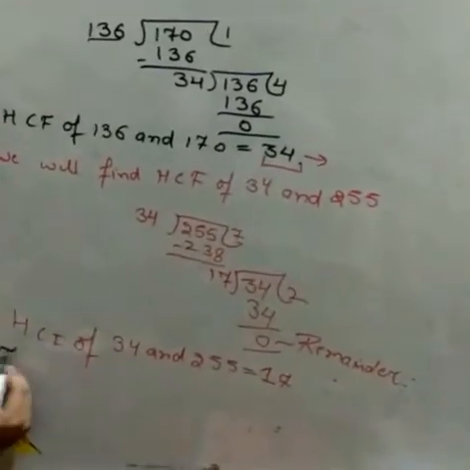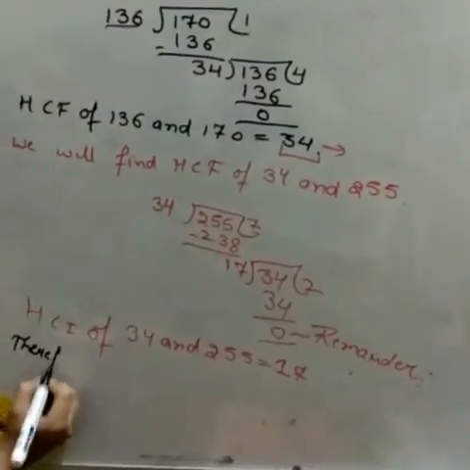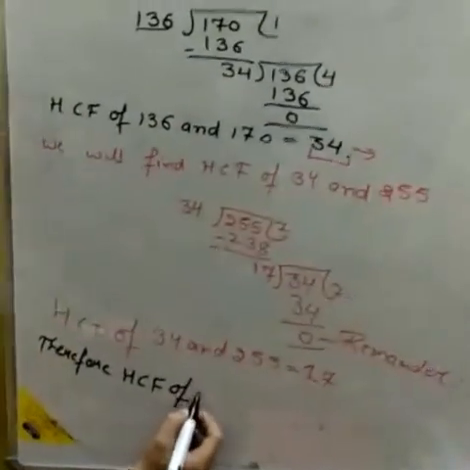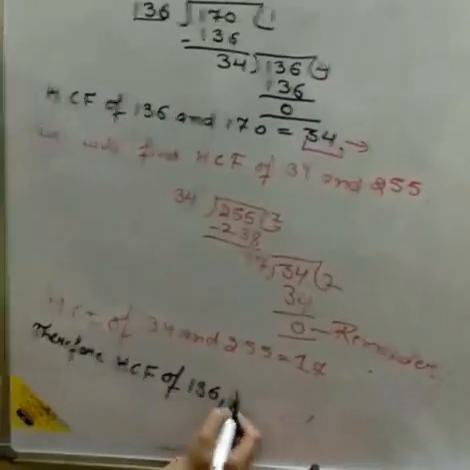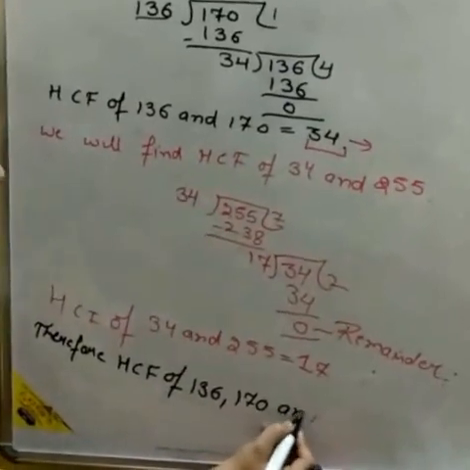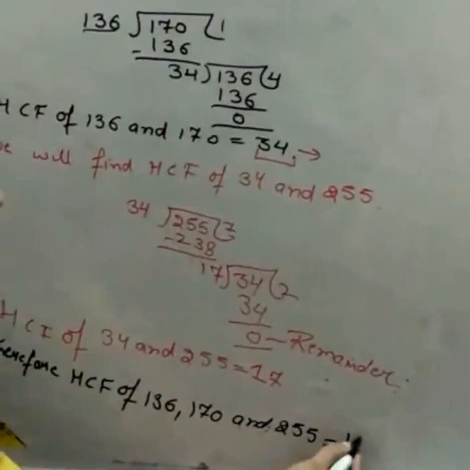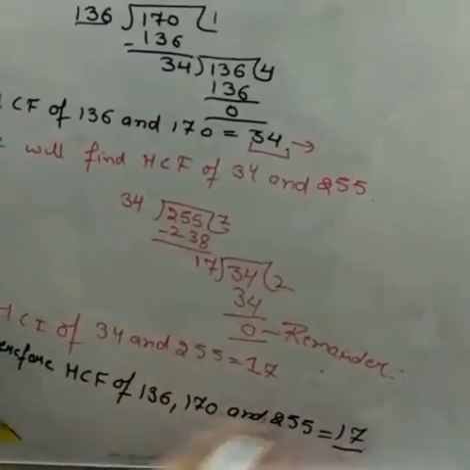Therefore, HCF of 136, 170 and 255 will be 17. So this is our answer.